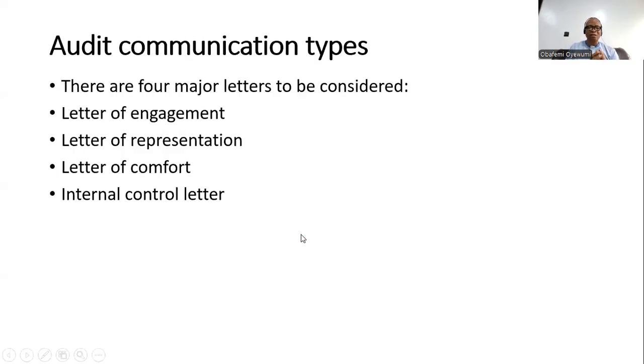Now, there are different types. We have four, basically: letter of engagement, letter of representation, letter of comfort, and internal control letter. Let's look at them one after the other. We have the letter of engagement first and foremost.